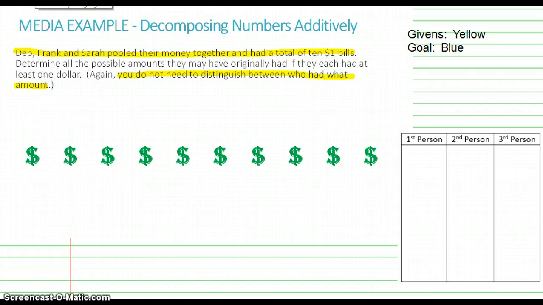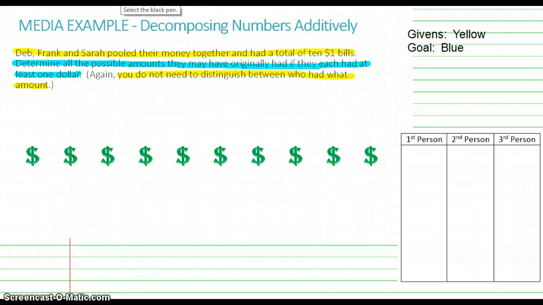Now our goal begins with the word determine. Determine all the possible amounts they may have originally had if they each had at least $1. Okay? So we know the givens, and we know what we're trying to find, the goal in blue. So notice I have a table ready. It has 3 columns now since we have 3 people. You should make this table in your mini lesson packet. And I have the 10 $1 bills ready for our partitioning.